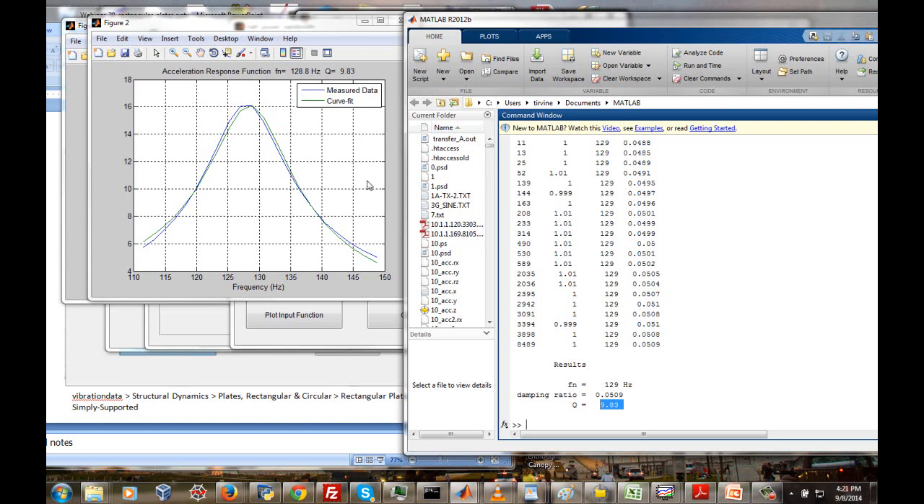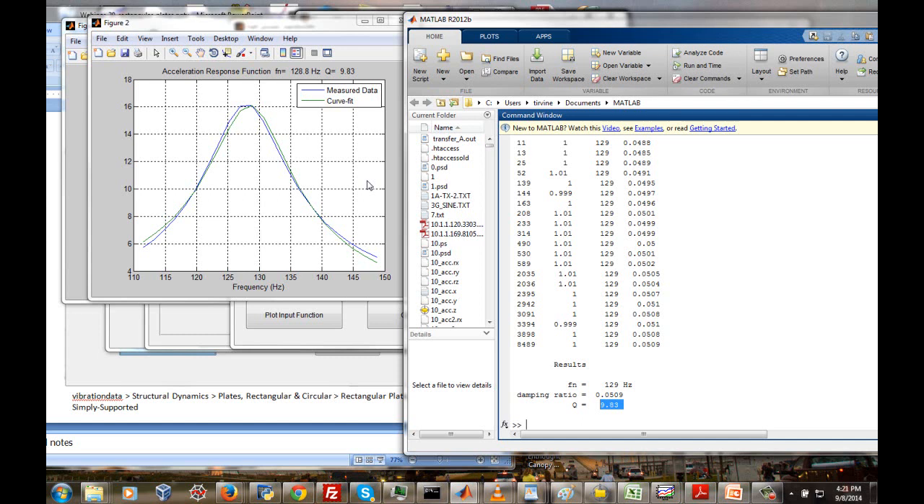Now, if we looked at those higher modes, it gets a little more tricky to isolate them, but ideally we could also do the half-power bandwidth method on the higher modes as well. You can play around with that as a homework exercise. Of course, everything I'm doing here I'd like you to do as a homework exercise.